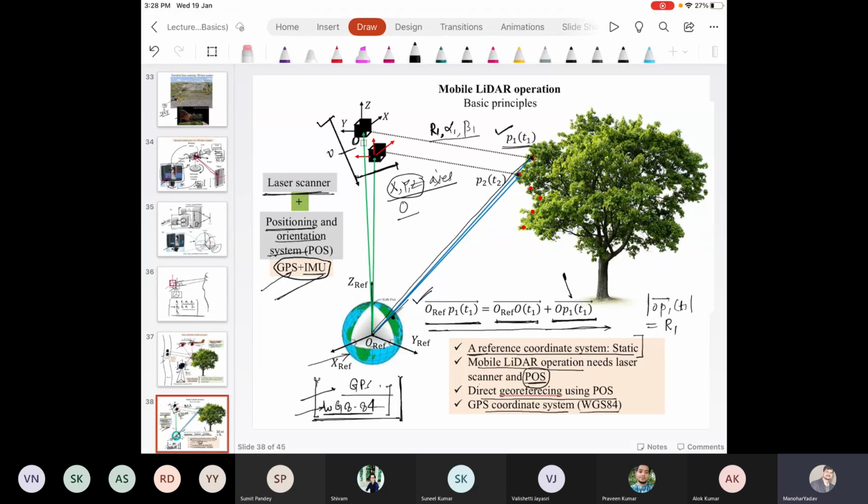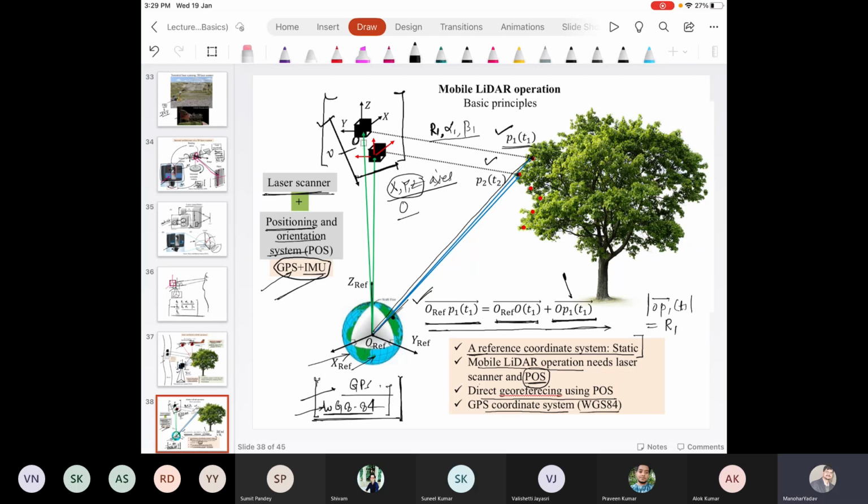We want to transform all the points like P1, P2, and other points into a reference coordinate system that is static. And why are we doing it? We have already discussed previously: when all these point coordinates are calculated in an instrument coordinate system, or in a laser scanner coordinate system, then the coordinate system of the laser scanner is dynamic. So the data, if you visualize it, looks like noise, because these points are collected in different coordinate systems. So to get the actual structure of the object, all the points should be recorded in the same coordinate system.